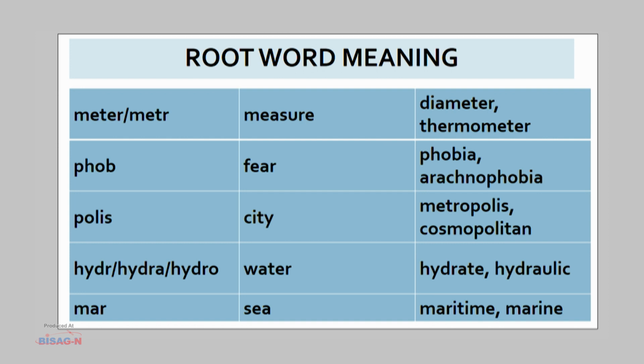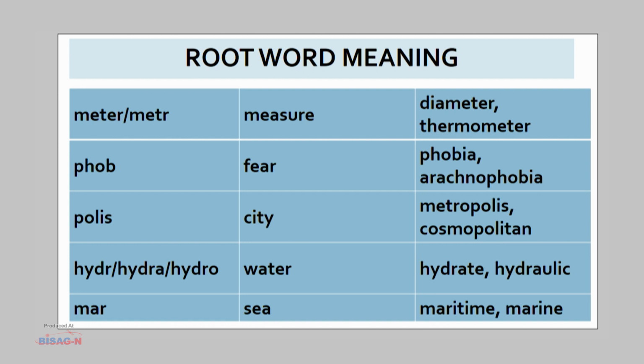Phobe. Phobe is fear. For example, phobia, arachnophobia, hydrophobia. Right? So all these words are related with fear. Polis, city. Metropolis, a very large city. Oh, do you live in a metropolis city?